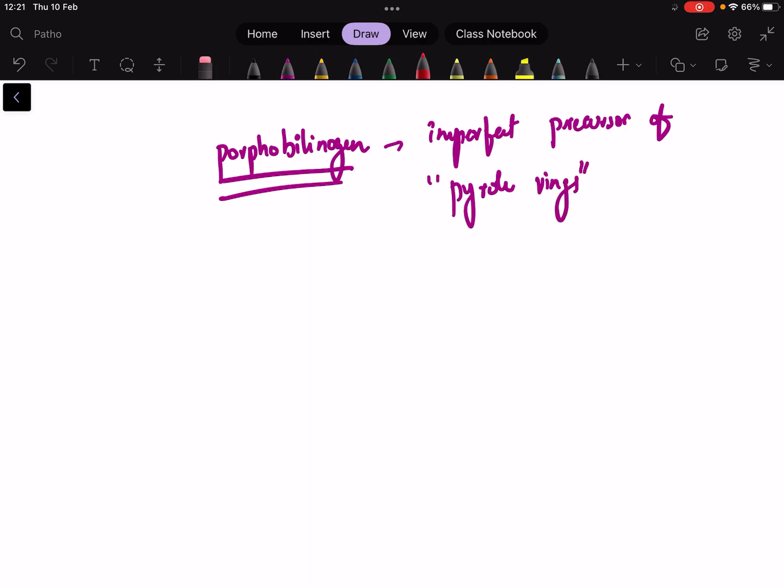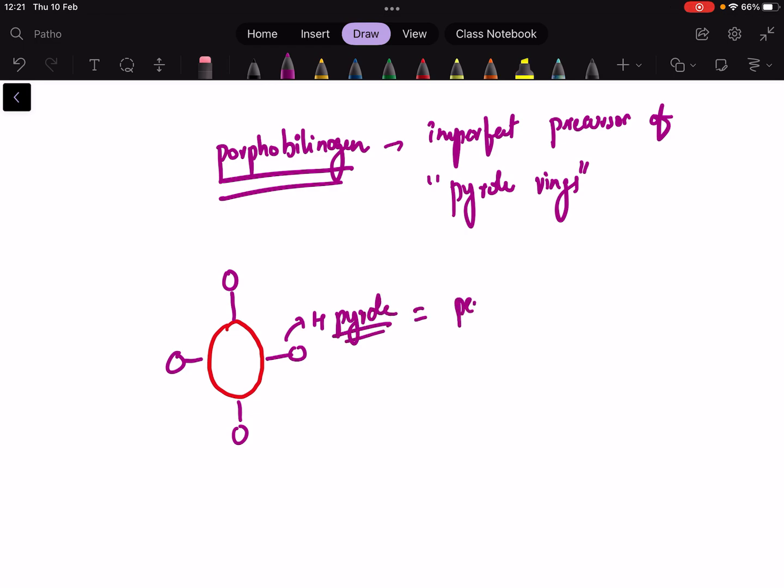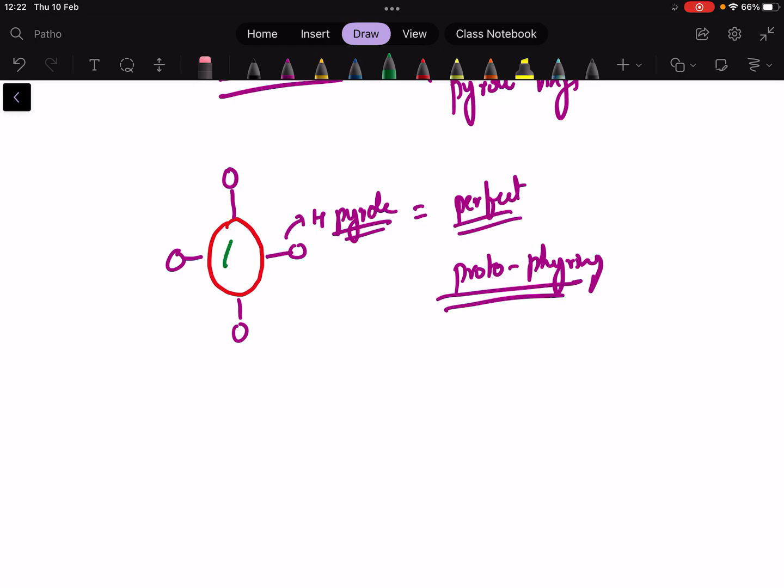So basically, in order to form a protoporphyrin ring, suppose this is a protoporphyrin ring, we need to have 4 perfect pyrrole rings. These 4 pyrrole rings should be in a perfect condition, right? Then only we can make a protoporphyrin ring. And if we add iron inside it, then the entire compound is called your heme. And if a globin chain is added to it, the entire compound is called your hemoglobin.